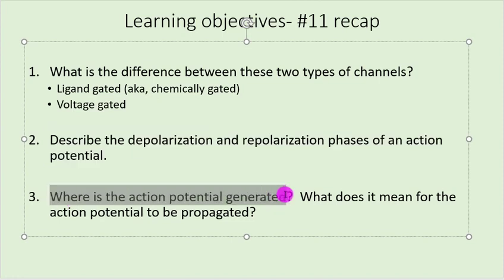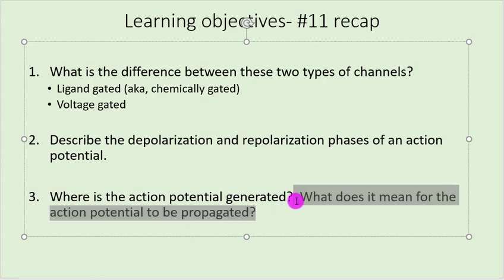And then where's the action potential generated? Where is it generated? It's generated at the motor end plate. And what does it mean for it to be propagated? We're not quite there, so we'll get that. I have a couple more things I want to say about action potential as well as propagation, and we'll do that in a follow-up video.